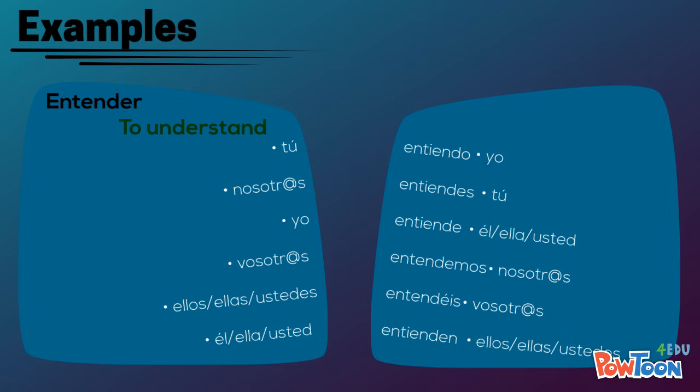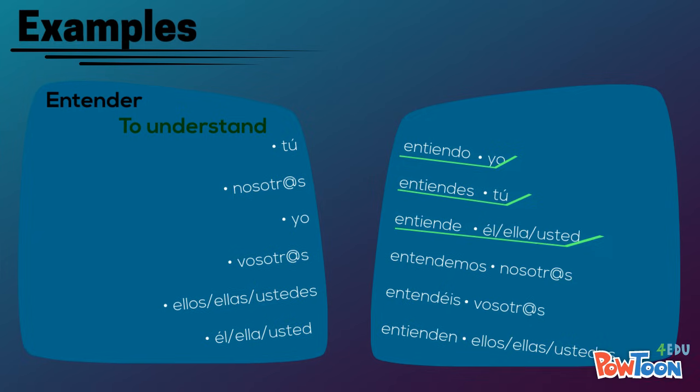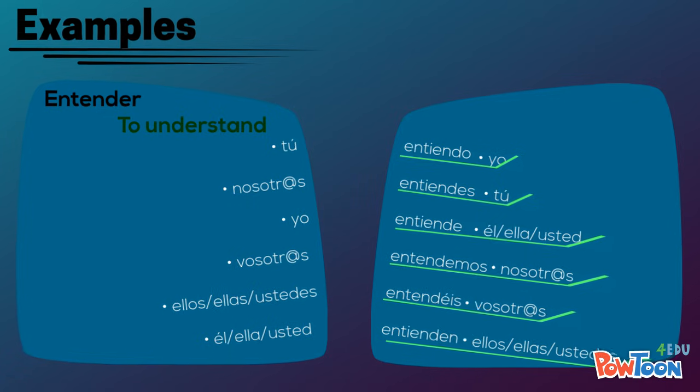Okay, you should have come up with yo entiendo, I understand. Tú entiendes, you understand. Él, ella, usted entiende, he, she, it, or you formal understands. Nosotros entendemos, we understand. Vosotros entendéis, y'all understand. And ellos, ellas, ustedes entienden, they or you all understand.